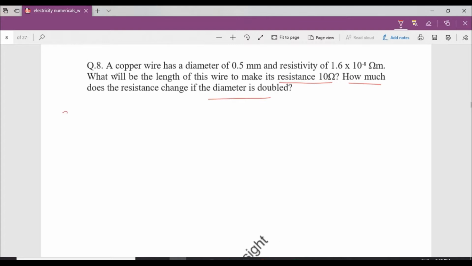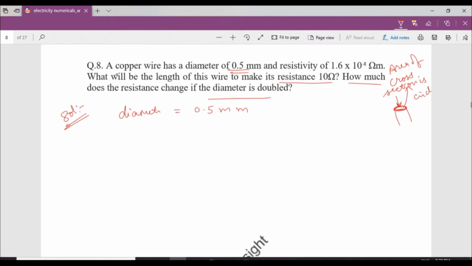Firstly we will write what is given here. The copper wire has diameter 0.5 mm. Just analyze why the diameter is given here. If you look at a wire from the cross section, meaning this end region, you will see that the wire is of cylindrical shape. So if the diameter is given, the area of cross section, meaning the area of this end section, is a circle.